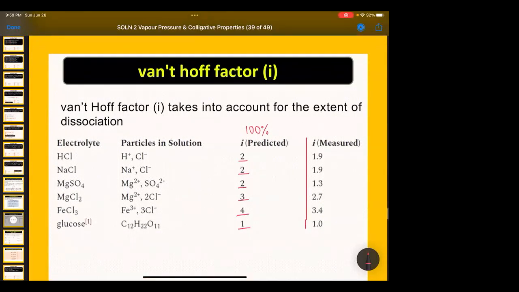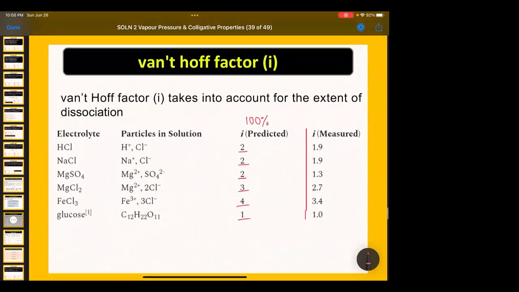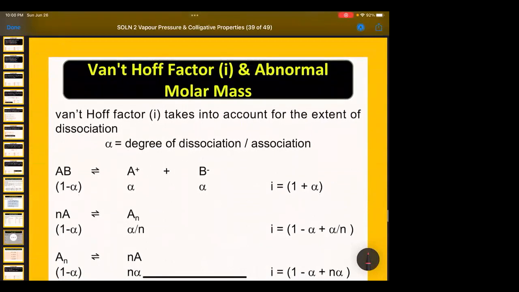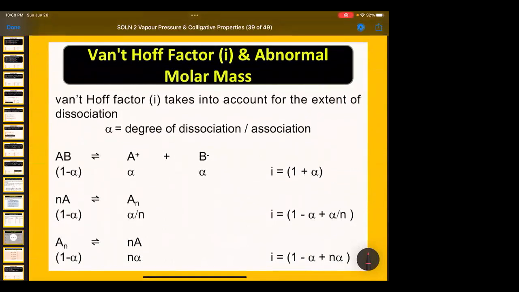But if they give you some degree of dissociation, that is required for weak electrolytes, where they are not going 100% dissociation or 100% association. So you can have the formula like this. Alpha is the degree of dissociation or association which is given to you.